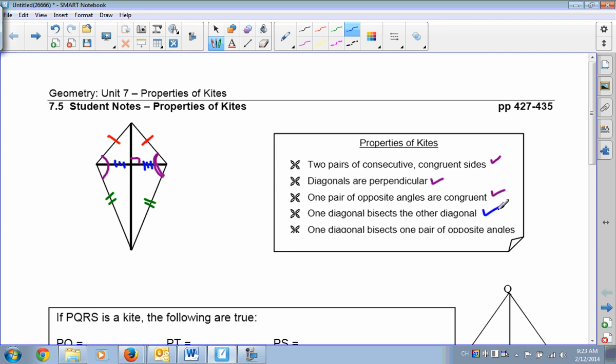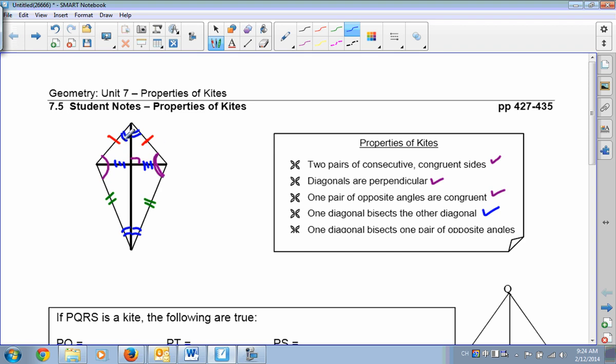Okay. And the last thing is one diagonal bisects one pair of opposite angles, which are actually the top and the bottom. So this angle here is congruent to the right side. Because bisecting means it cuts the angle in half. So it's cutting this angle in half. It's also cutting the top angle in half. So that angle up there is congruent to that angle.